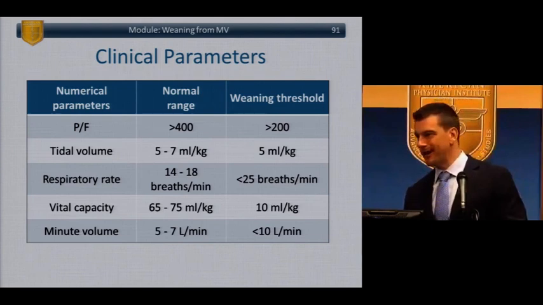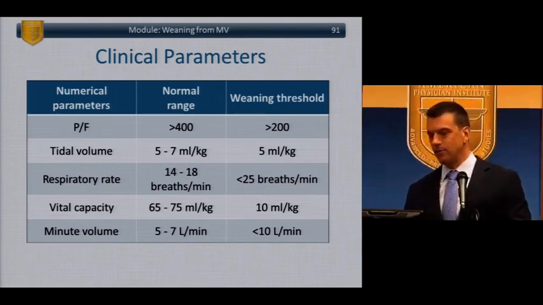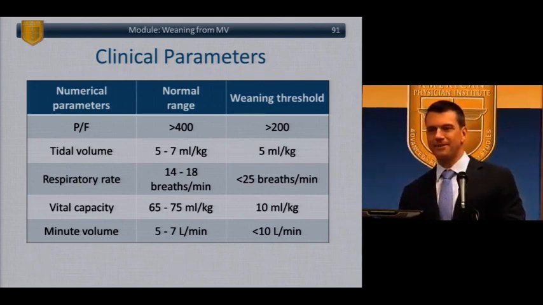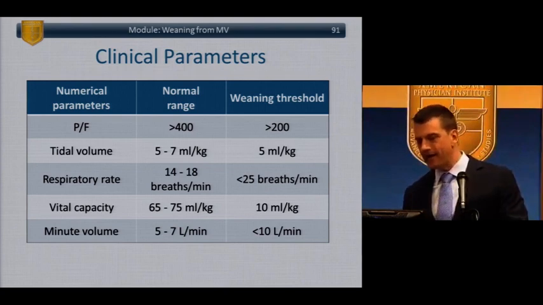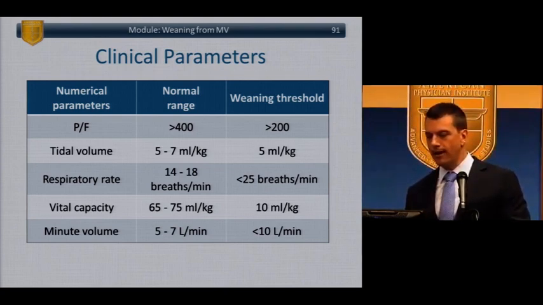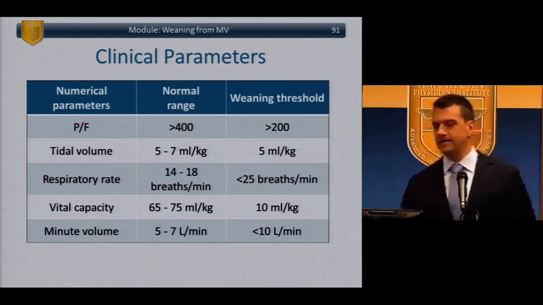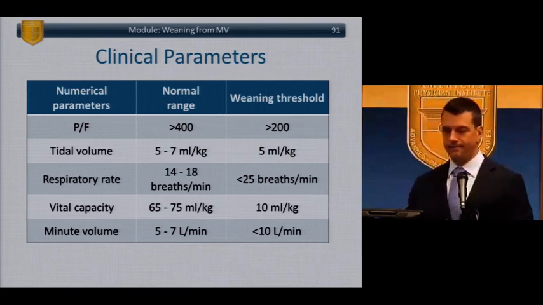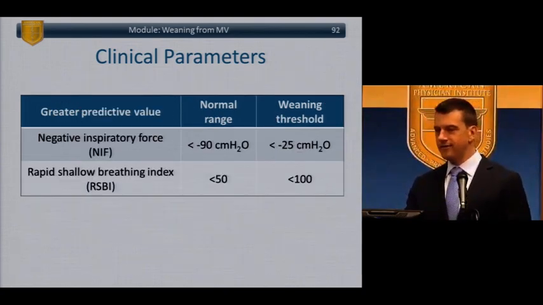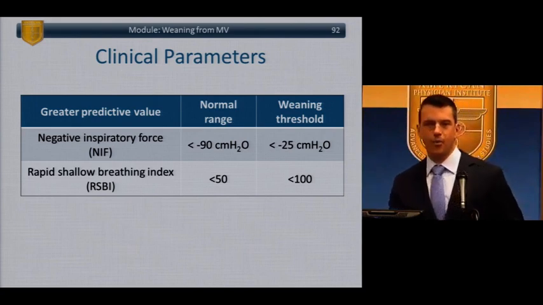Looking at some of the clinical parameters, basically the point of this slide is that the things that we accept as ready to extubate are nowhere near our normals. Normally PaO2/FiO2 is greater than 400, we'll take half that. Tidal volumes, again, are around the normal. Respiratory rate has to only be really less than 25 or 30. And the minute volume needs to be just less than 10. The NIF, or the negative inspiratory force, normally you or I can generate more than 90; more than 25 is acceptable.